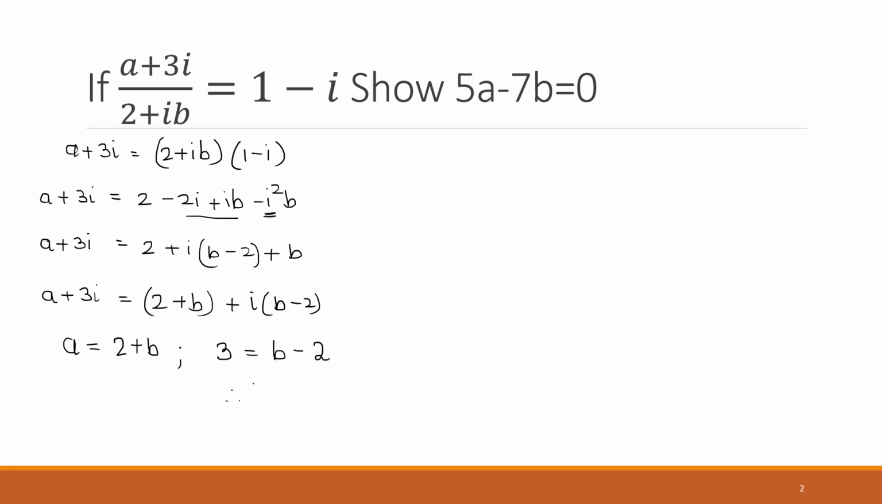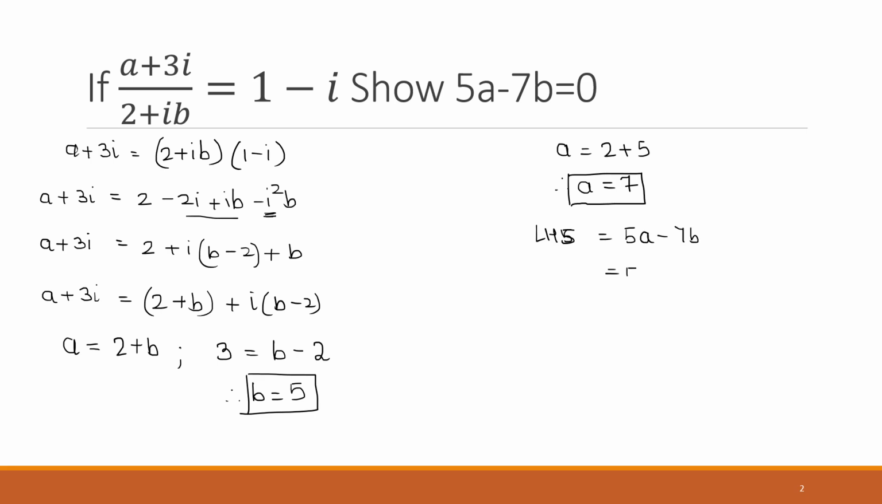From the second part, how much will I get b? I'll get b as 5. Correct? And what is the value of a, children? What is a? 2 + b. How much is b? 5. Therefore I am getting a as 7. Now take LHS. What is LHS? 5a − 7b. So 5 into 7 minus 7 into 5. So 35 − 35, how much will it come? 0, which is equal to RHS. So what I did, I just took the complex number of the denominator to the right side and simplified. Then as usual, real part is equal to real part, imaginary part is equal to imaginary part. Okay?